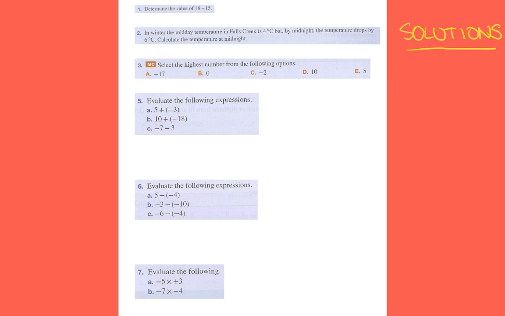Let's go through the solutions here. So the first question, we're going to find the value of 18 minus 15. I'm going to use a number line, 18 minus 15, and that's going to give me 3. Now in the second question, I've got 4 degrees at Falls Creek, but the temperature drops by 6. So 4 minus 6, I'm going to draw another number line, 4 minus 6. Now I go past 0 in this case, and I get to negative 2. So the answer is negative 2 degrees.